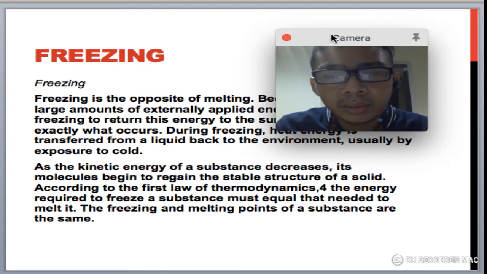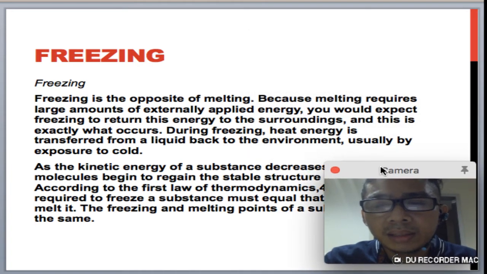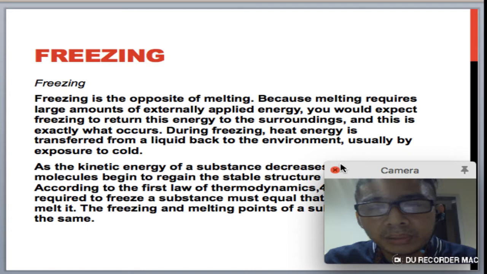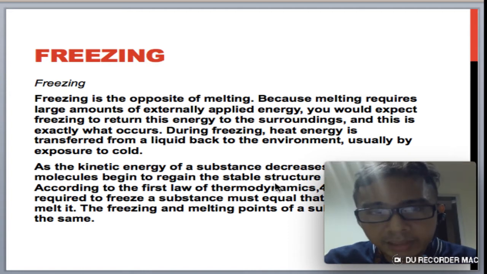According to the first law of thermodynamics, so let's review the first law of thermodynamics, the energy required to freeze a substance must equal the energy needed to melt it. So the freezing and melting points of the substance are the same. So they maintain the same equilibrium, no? Or in balanced states.